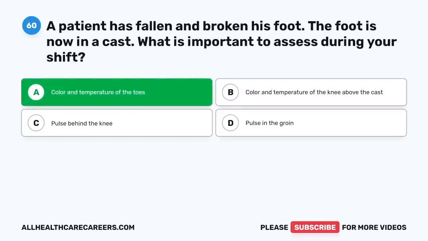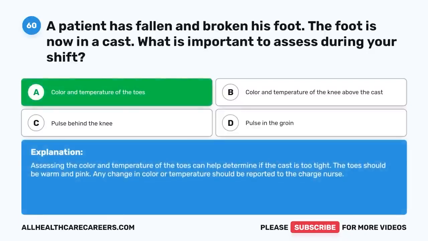Color and temperature of the toes. Assessing the color and temperature of the toes can help determine if the cast is too tight. The toes should be warm and pink. Any change in color or temperature should be reported to the charge nurse.